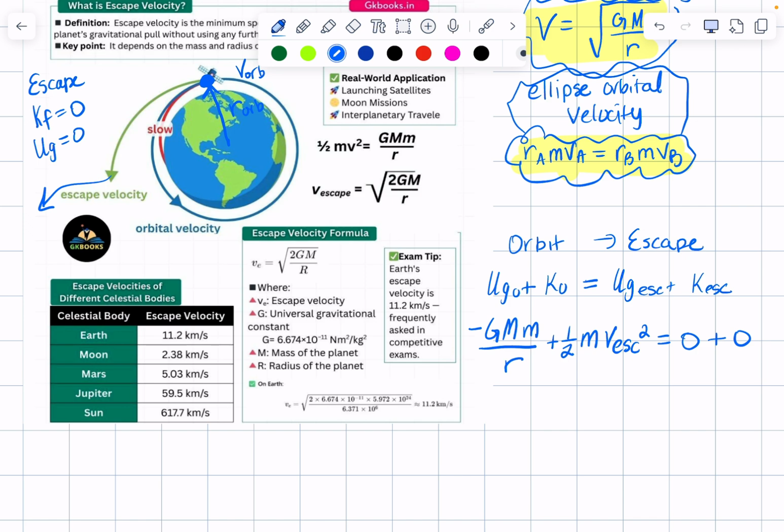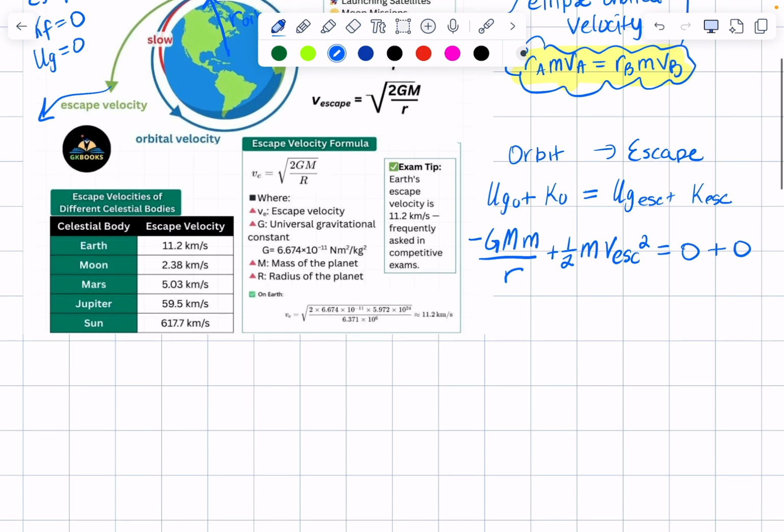Even the kinetic is 0, because you just get there. It's just enough to get you out. So the good news is I can write it this way: 1/2 m V escape squared is equal to GMm over r. And here's the good news: the m's cancel. V escape squared is 2GM divided by r.